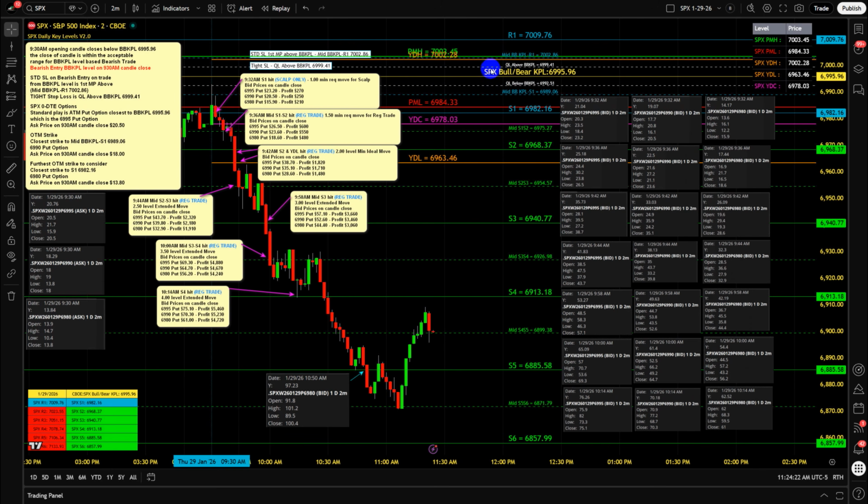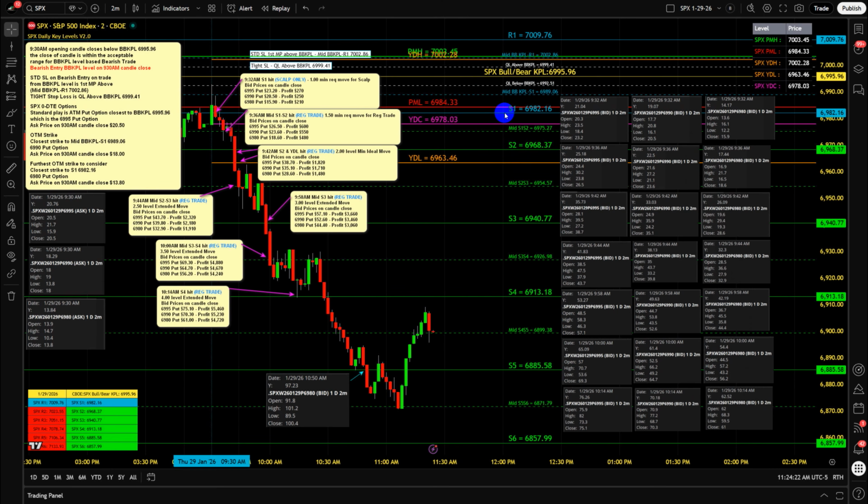If instead this was a bullish trade, then the standard stop loss would be the first midpoint below the Bull Bear KPL. But this is a bearish trade, so it's the first midpoint above the Bull Bear KPL for the standard stop loss. For those that prefer to use tight stop losses, the tight stop loss on this bearish trade from the Bull Bear KPL level is the QL above the BBKPL, which is this level here. If this was the reverse and it was a bullish trade off the Bull Bear KPL, then the tight stop loss on that would be the QL below. And it works the same off of the other levels as well for bullish and bearish trades.